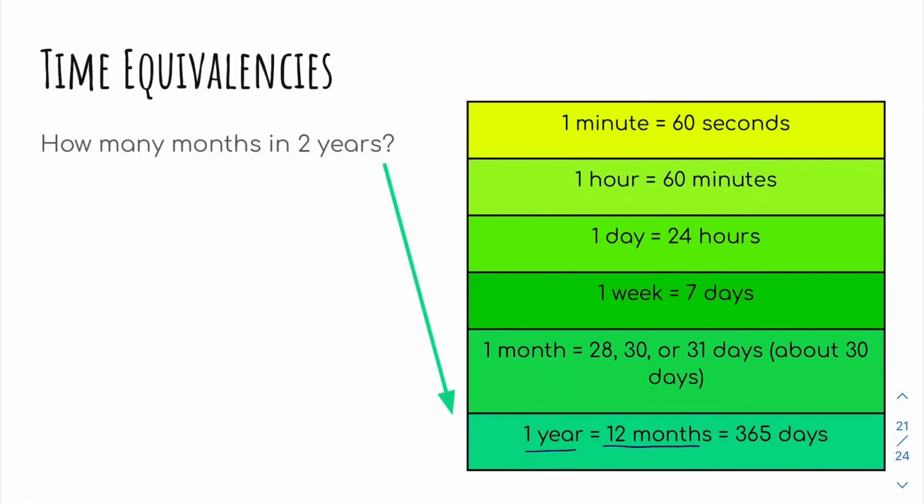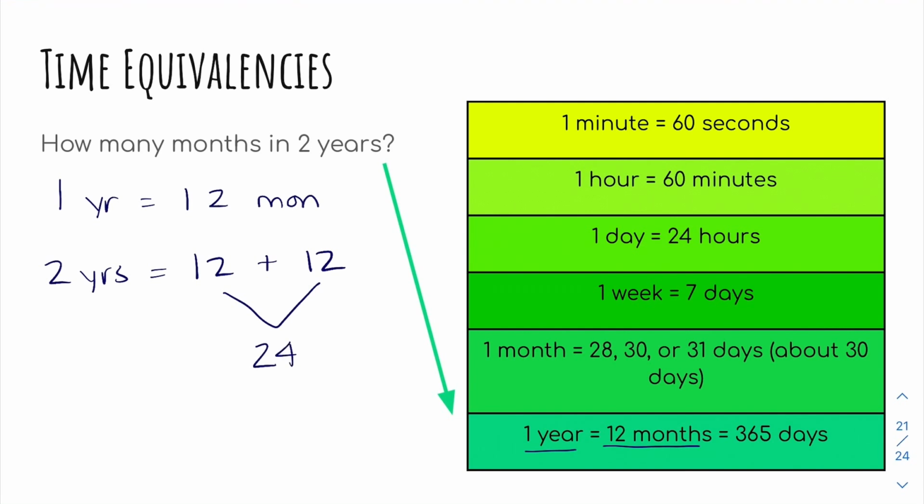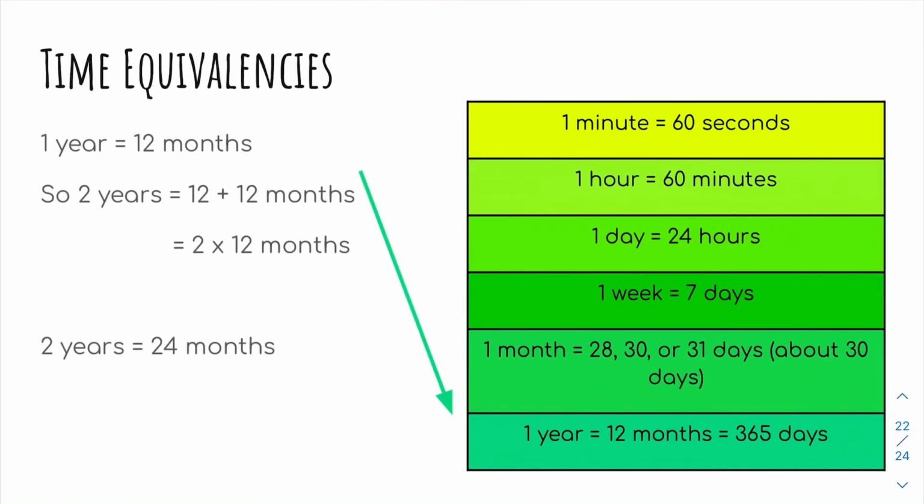Finally, let's solve how many months are there in 2 years? Well, I know 1 year has 12 months. 1 year is equal to 12 months. So 2 years would equal 12 plus 12. I know that 12 plus 12 is 24. So there are 24 months in 2 years. Remember, I can also use multiplication to solve this by multiplying 12 times 2. There are 24 months in 2 years.